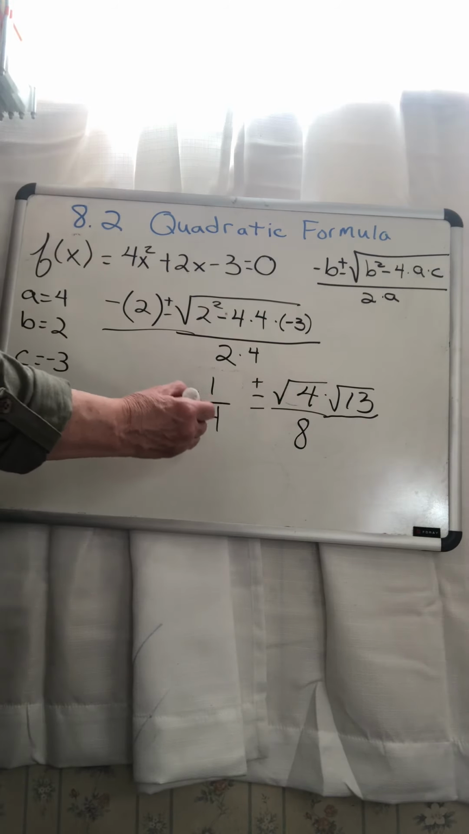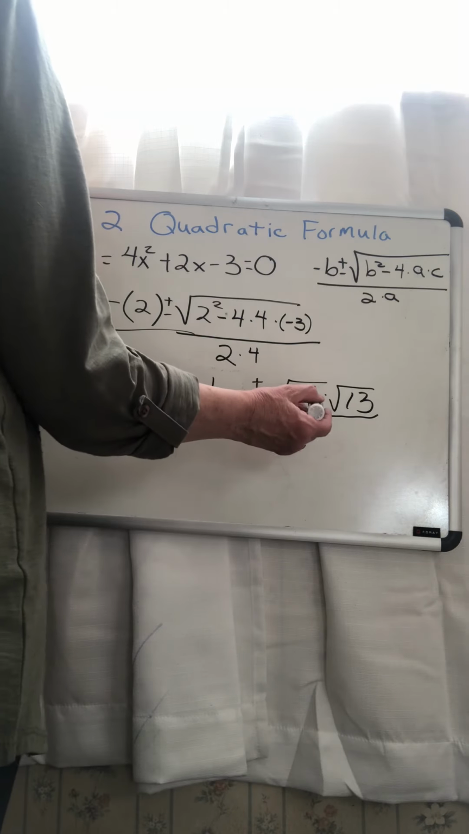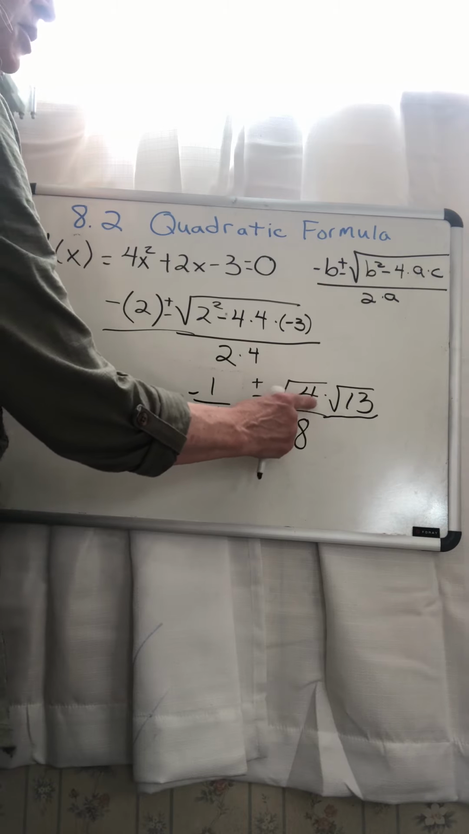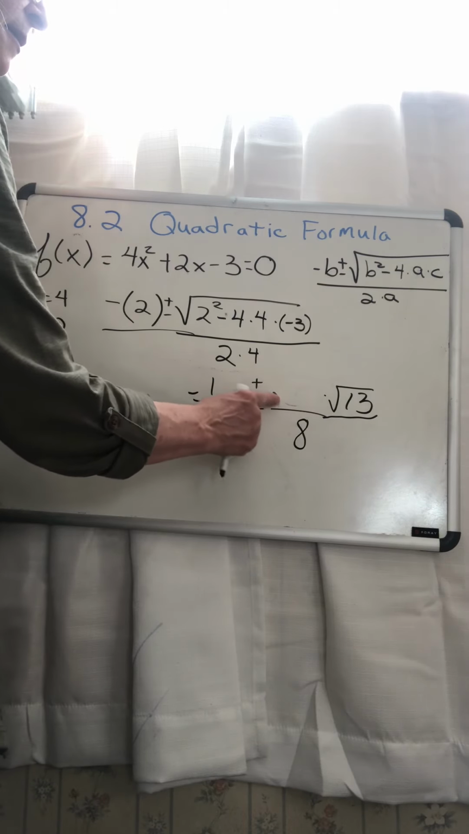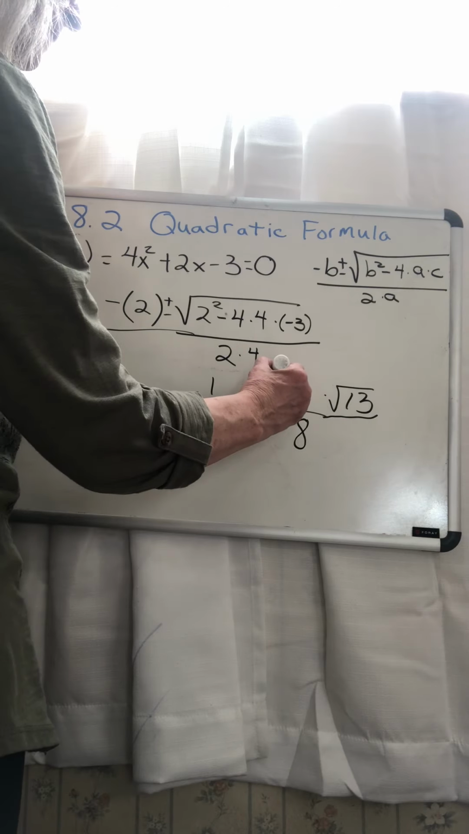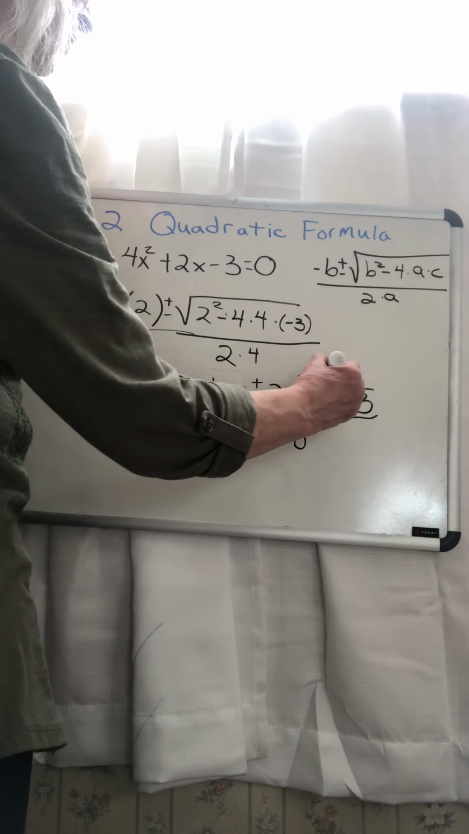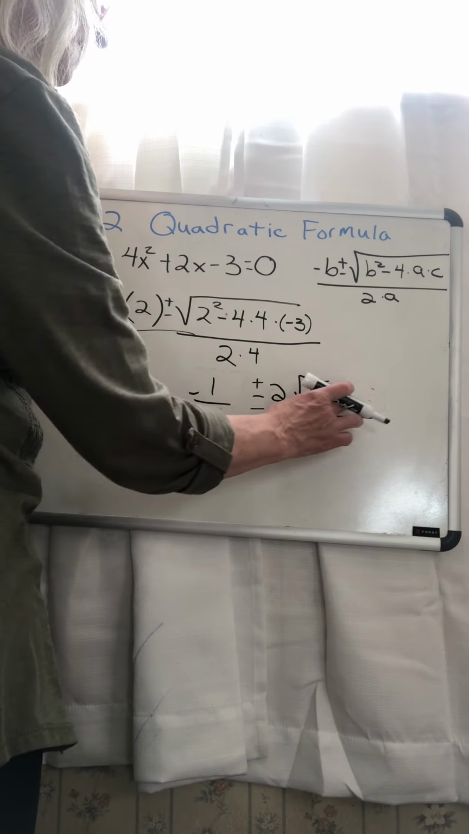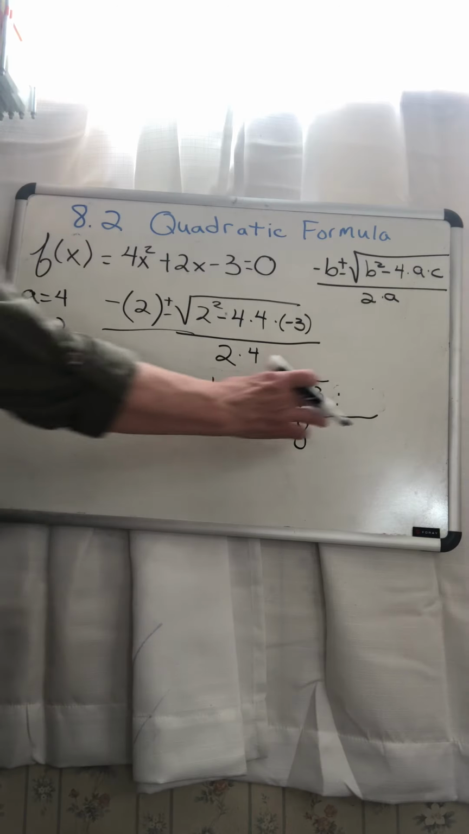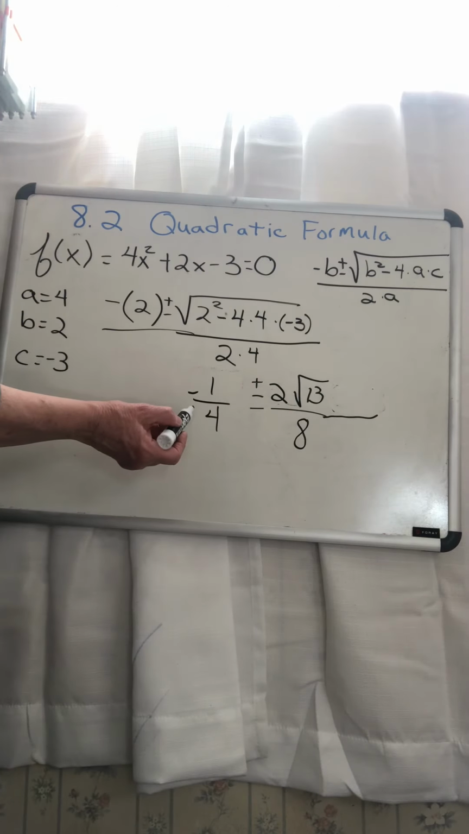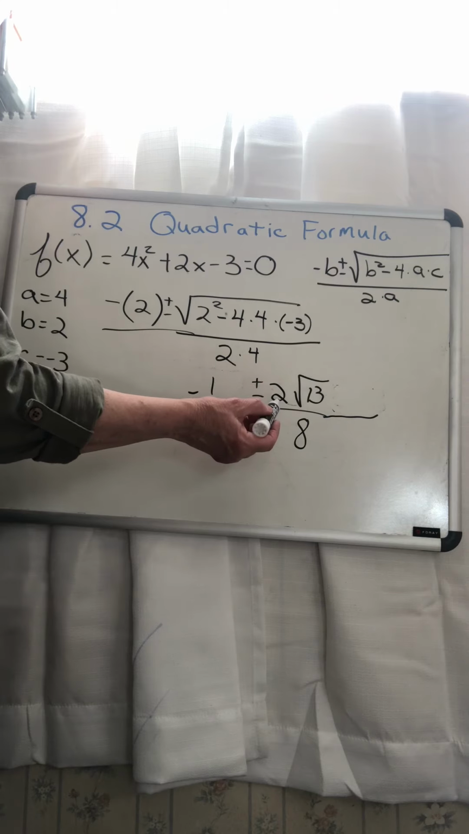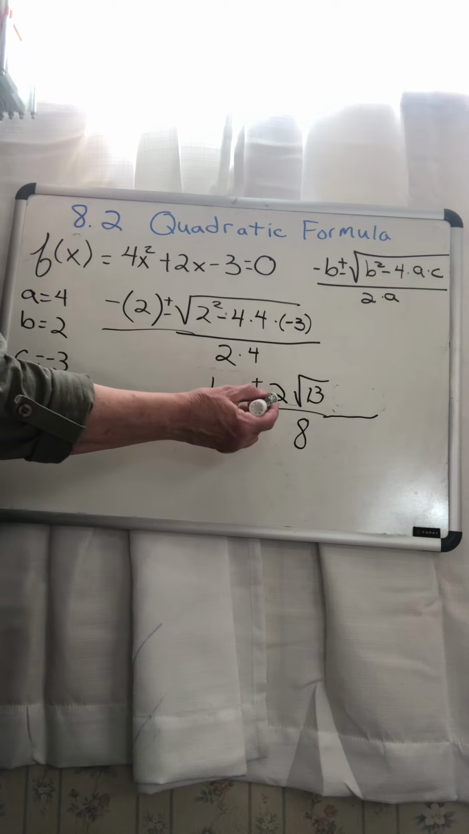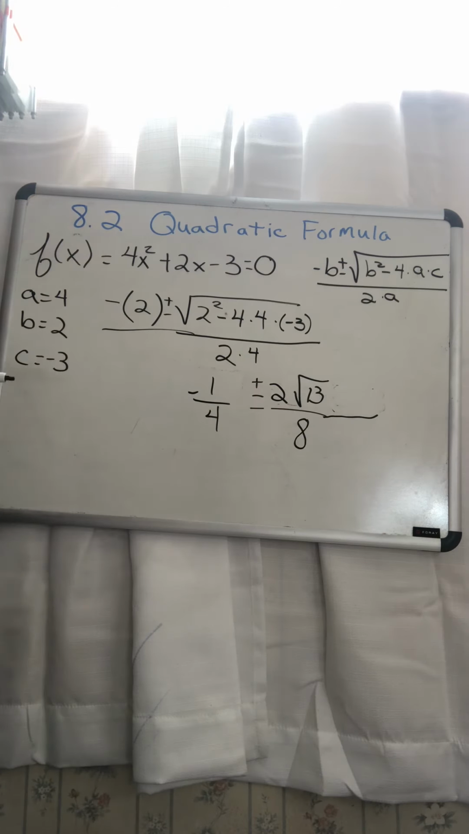So now we have a negative 1/4 plus or minus the square root of 4. So let's figure out what the square root of 4 is, which of course is a 2. So we'll erase this. And then we have the square root of 13 right next to it. Okay, so now we have a negative 4 plus 2 times the square root of 13, or a negative 4 minus 2 times the square root of 13.